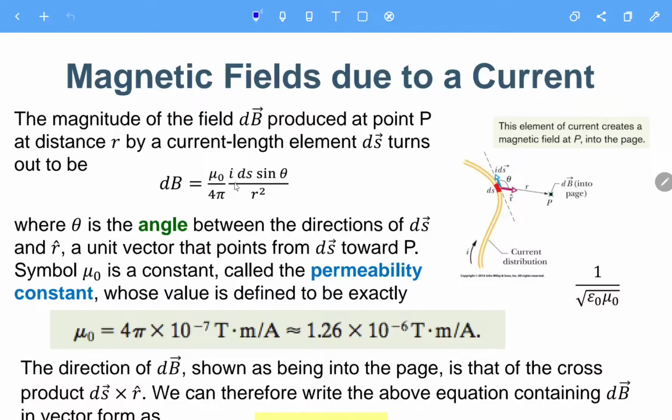Okay, so let's see how we can use this one, or what it really means. First of all, this is dB, which is the B field generated by this segment in red color. This is mu naught. Mu naught is a constant, like epsilon naught for the electricity, for the E field. Mu naught is called the permeability constant. The epsilon naught is called the permittivity constant. Here is the permeability constant. In Chinese it's called 磁导率.